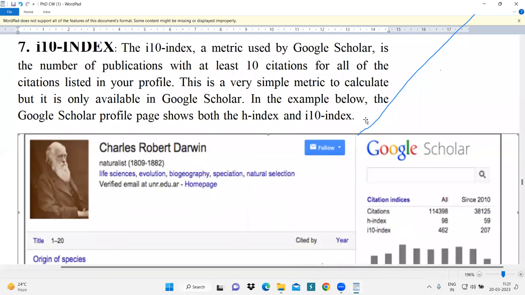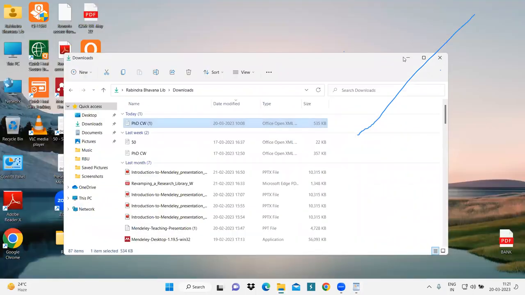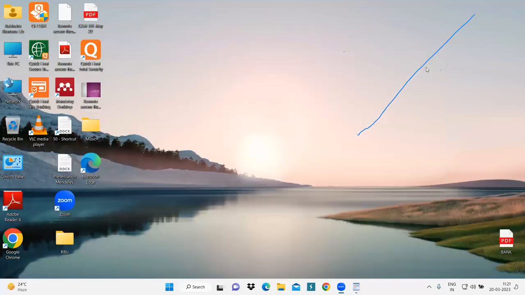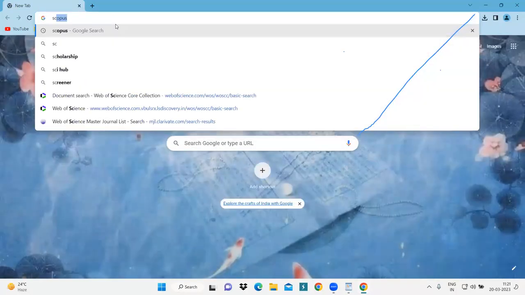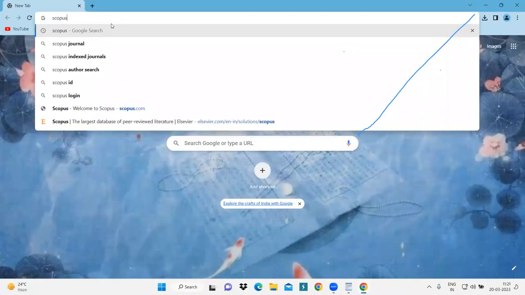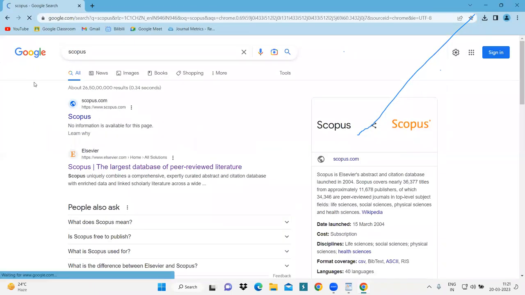So what is the practical approach of this two-day lecture? How are we going to choose the journals for our research? Which journal should we choose, and in case of publication, which journal would we like to publish in so that we get more and more citations? First of all, we go to Scopus.